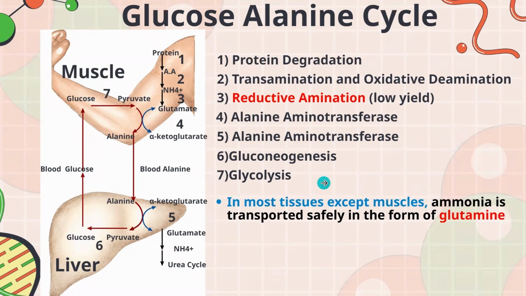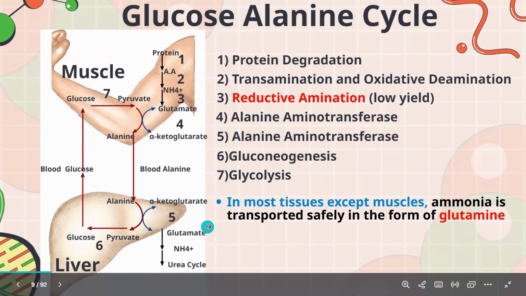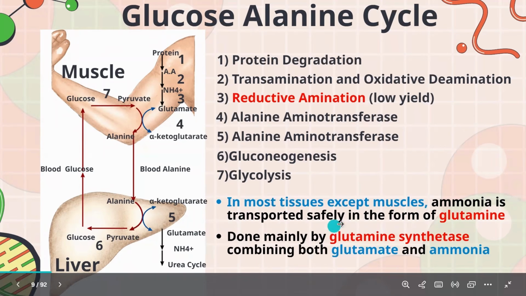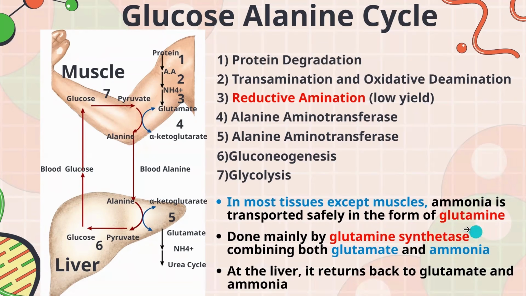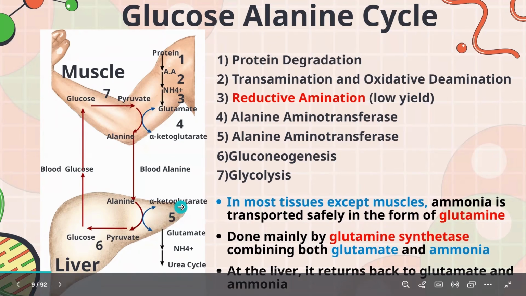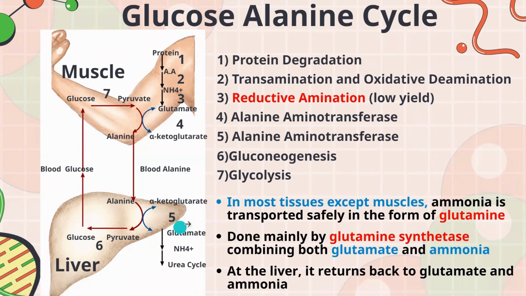So in most tissues except muscles, ammonia is transported, and here is something I need you guys to recognize: glutamate carries nitrogen, not ammonia. Glutamine, which we'll talk about right now, carries glutamate and ammonia. This is done mainly by glutamine synthetase, and it combines both glutamate and ammonia. It's important to emphasize because it ensures that NH4 plus isn't harmful. At the liver, it returns it back to glutamate and ammonia. So there's a temporary stage where it forms glutamine, and then it reforms glutamate and ammonia.